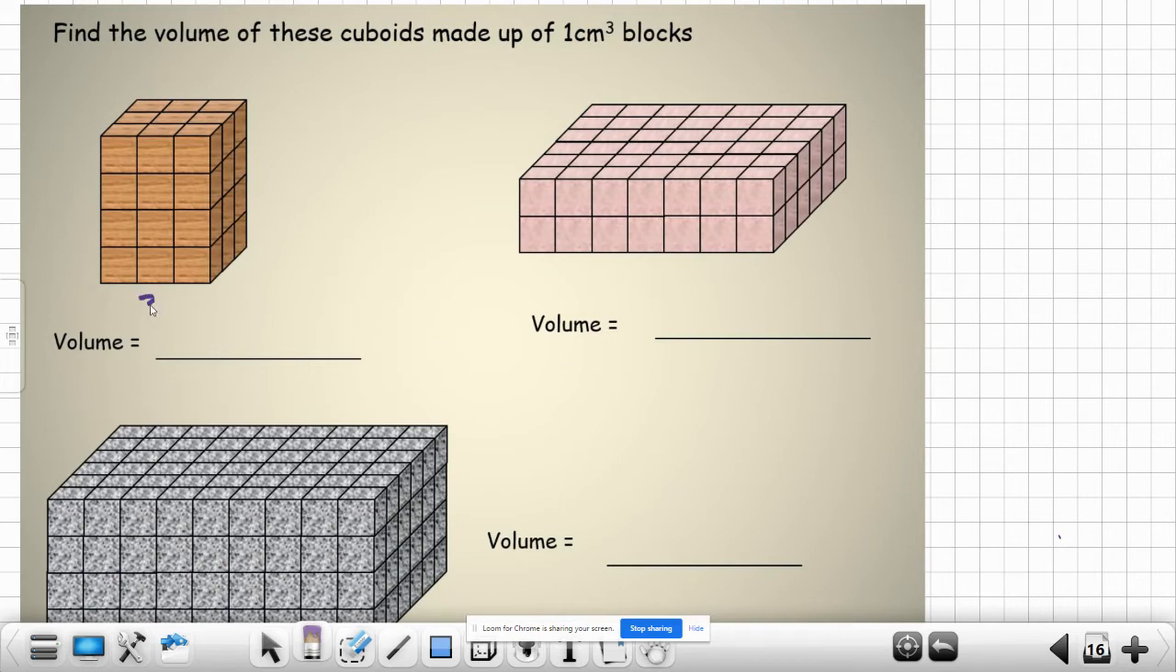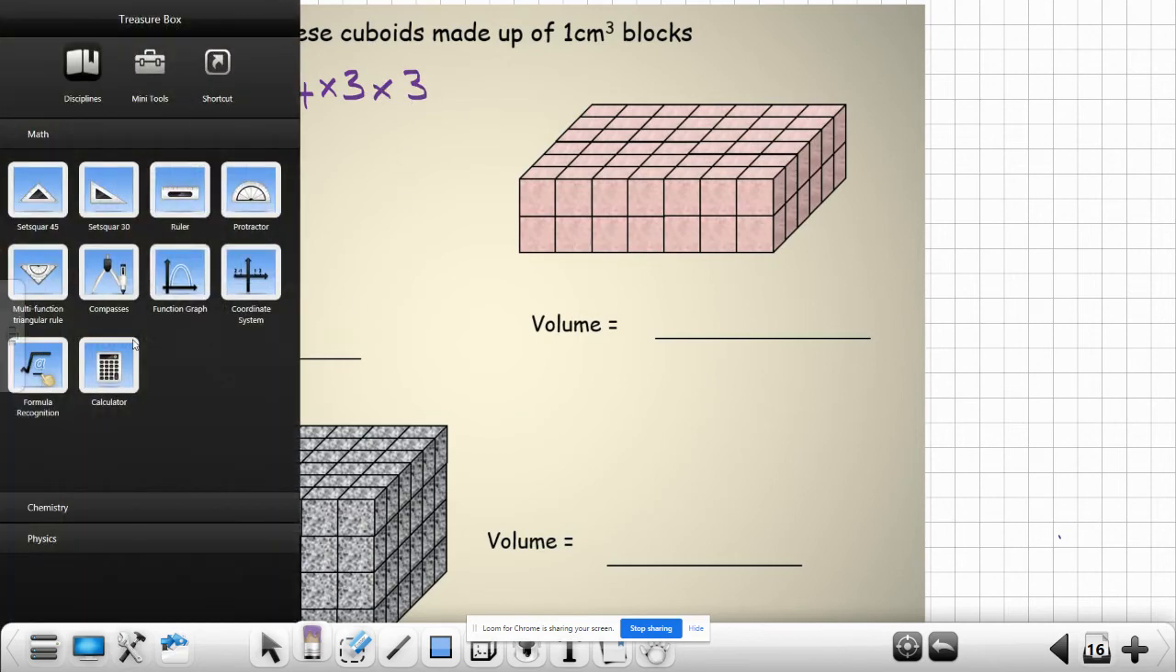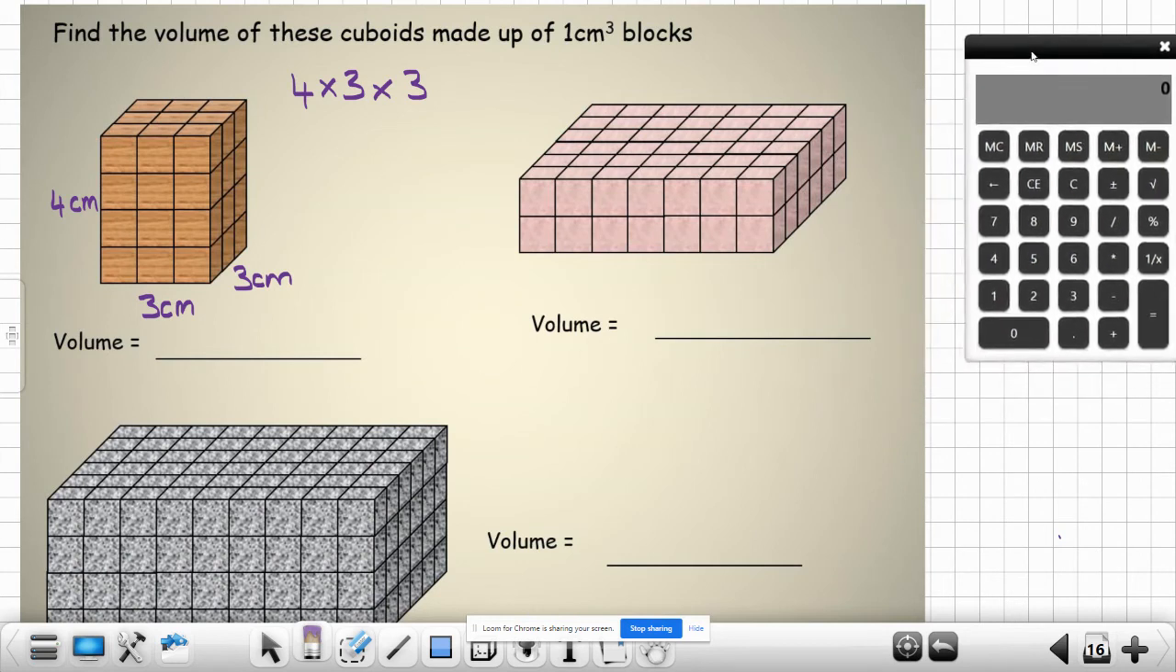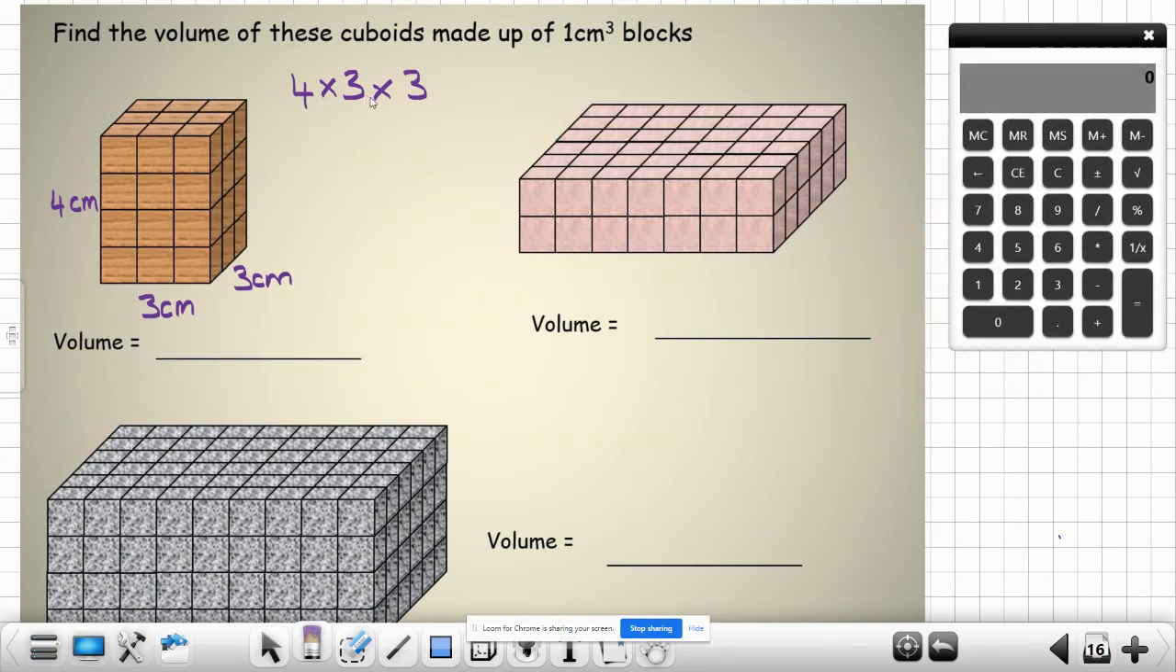we've got 3 across, we've got 3 going back there, and I'm going to put centimetres, and we've got a height of 4. So the volume of that first cuboid would be 4 times 3 times 3. Get the calculator out, but I think I should be able to do that. 4 times 3 is 12. 12 times 3 is 36. And then we must remember cube centimetres.